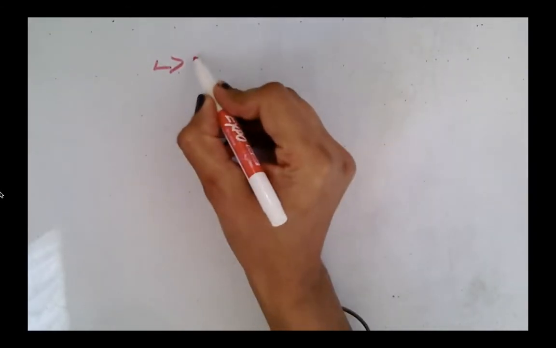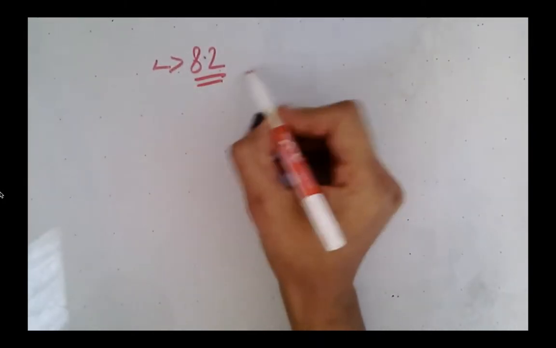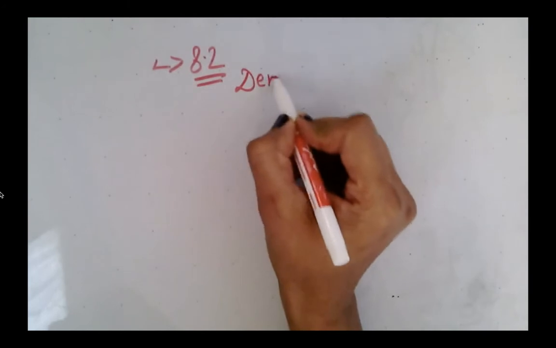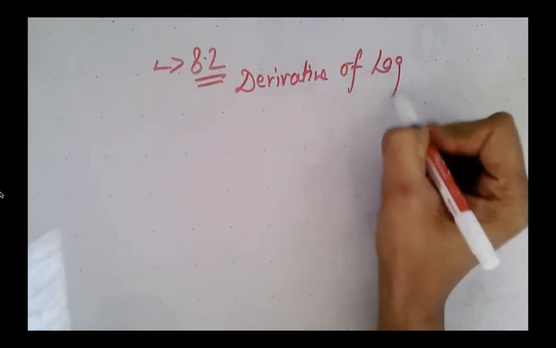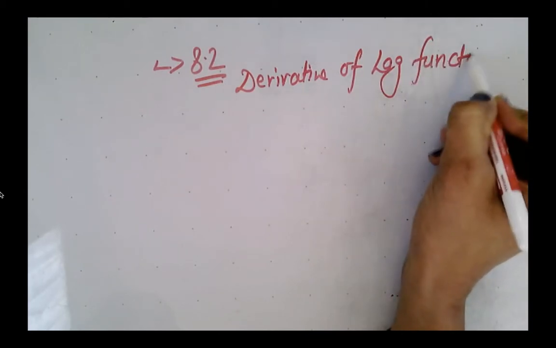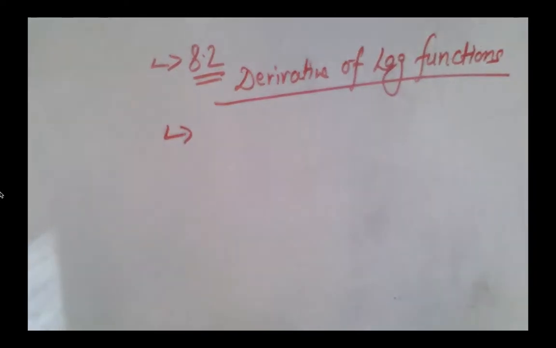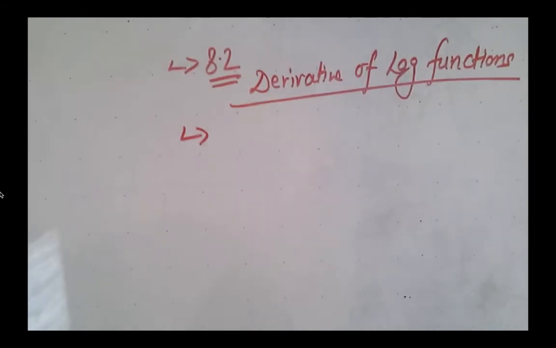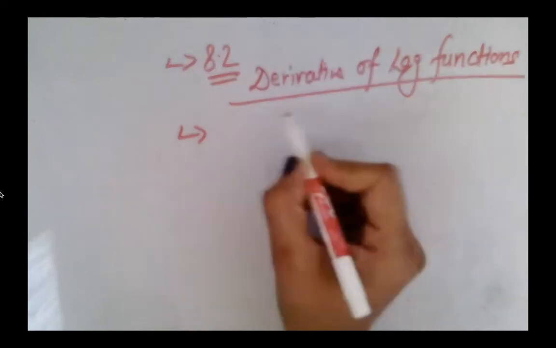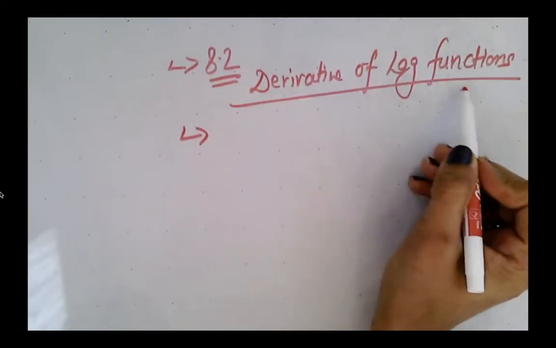This is 8-2. In this section, we're going to be learning about finding derivatives of log functions. As we decided in class, I hope you remember, we'll do derivatives first and then integrals after. It would be easier to understand the process. So today it's another derivative lesson, but it's not exponential functions anymore. Now we're going to be taking the derivative of log functions.